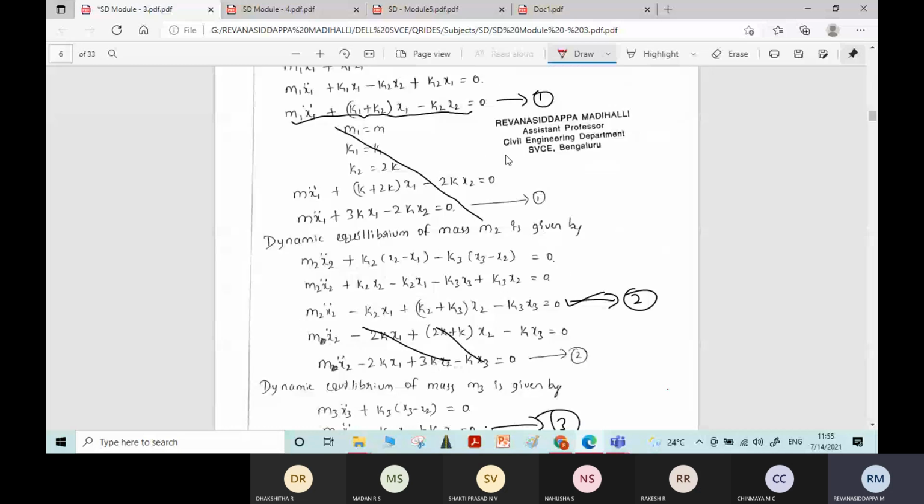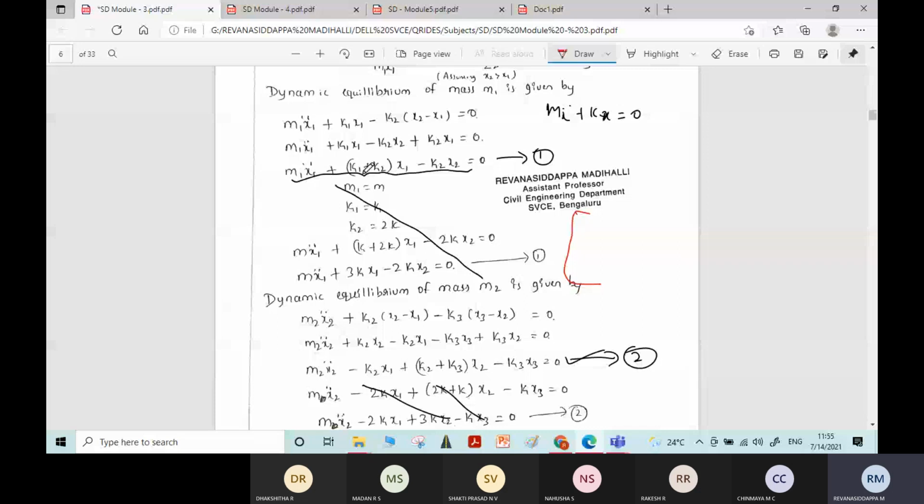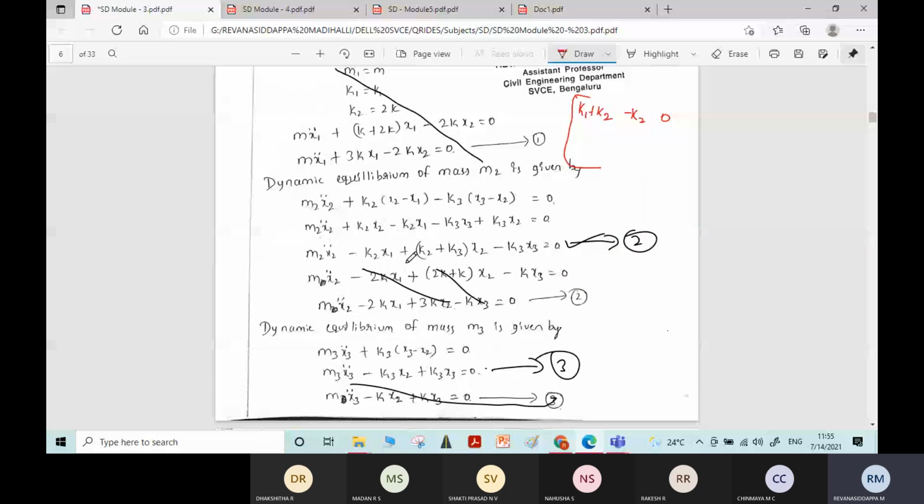Matrix K, how to formulate? What is the coefficient of x1 in equation 1? Coefficient of x1 in equation 1 is k1 plus k2. Coefficient of x2 is minus k2. The x3 term is not there, so take it as 0. Then referring to equation 2, coefficient of x1 is minus k2. Coefficient of x2 is plus k2 plus k3. Coefficient of x3 is minus k3.